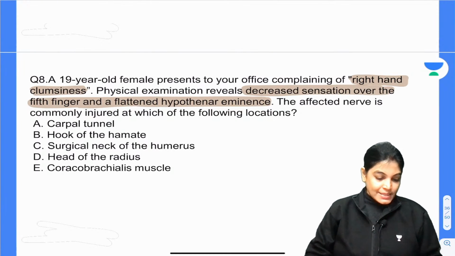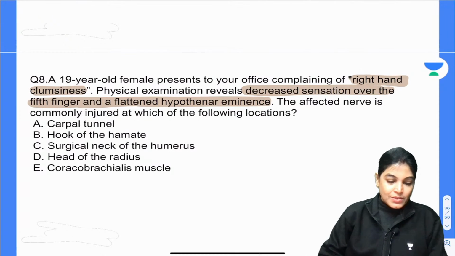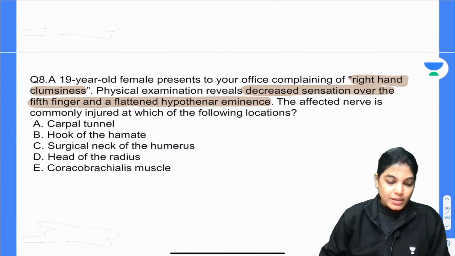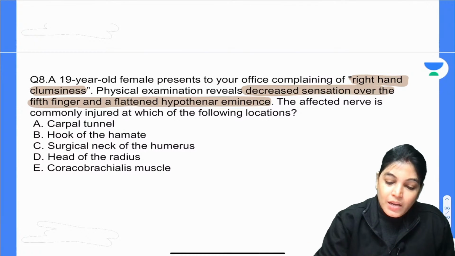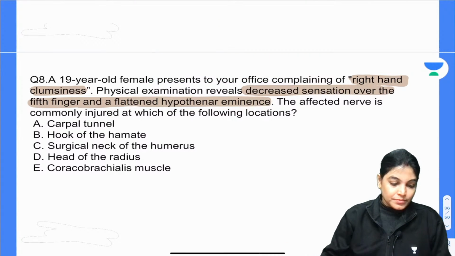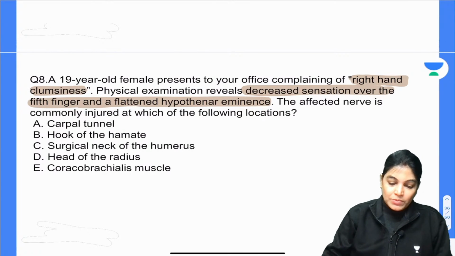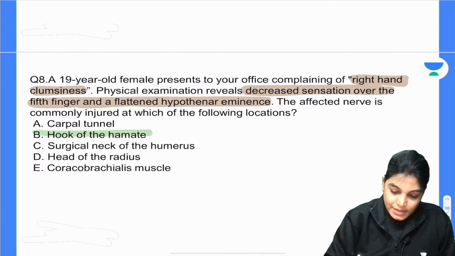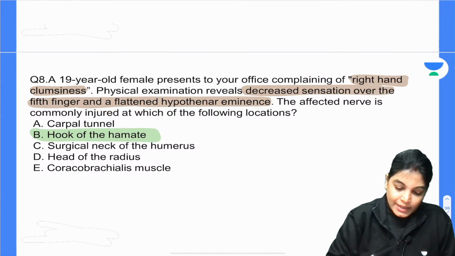So, Tejashri has given the answer B, hook of hamate. Okay, Tejashri is here with his answer. What about others? So, can I come up with the answer? Yes, hook of hamate is definitely the correct answer.